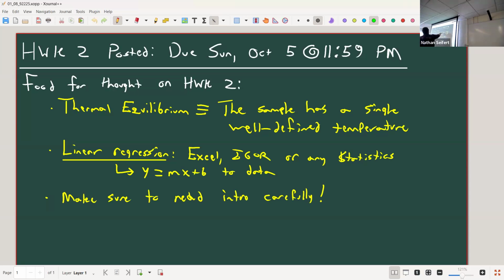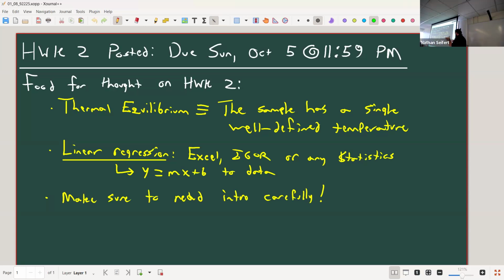The idea is about testing the idea of thermal equilibrium. Let's just remember what thermal equilibrium means. It's a very, very simple definition. It means that whatever sample you're looking at has a well-defined temperature. You can define the distribution of molecules in this mixture, and the relative abundances are set by the Boltzmann distribution at the same temperature.